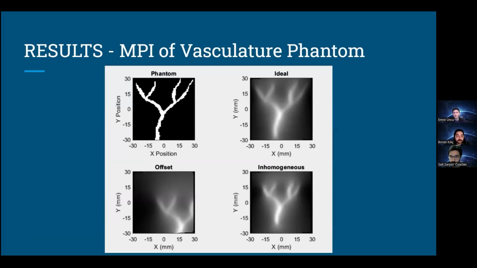Here, from the results of the vessel phantom image, the warping effects are clearly visible. The image object is shifted in the offset gradient result, and the compression is clearly visible near the edges in the inhomogeneous field case.